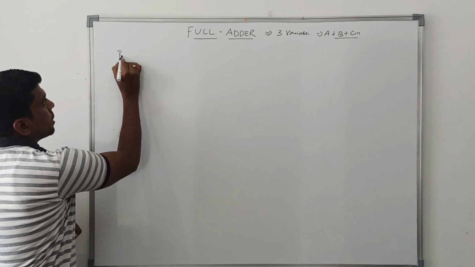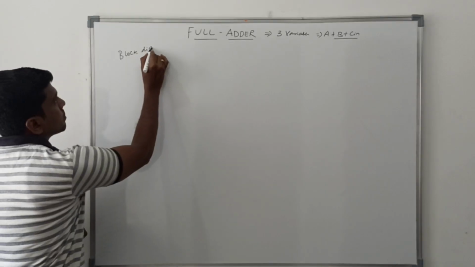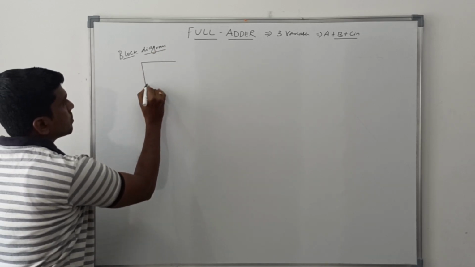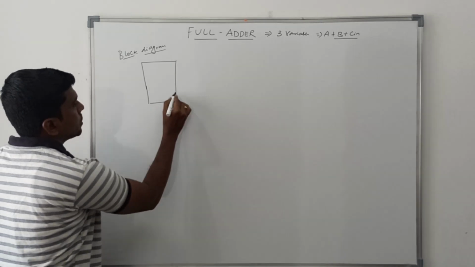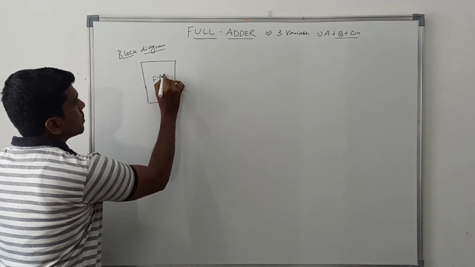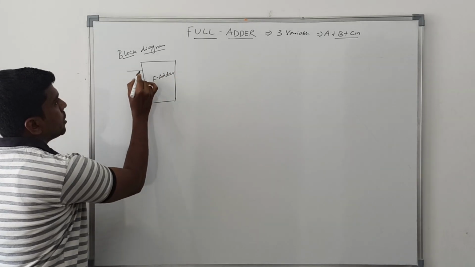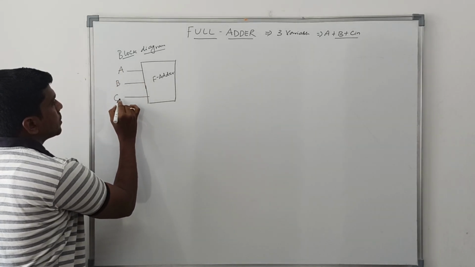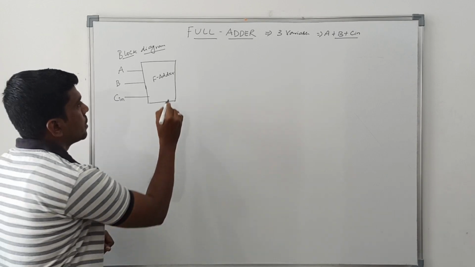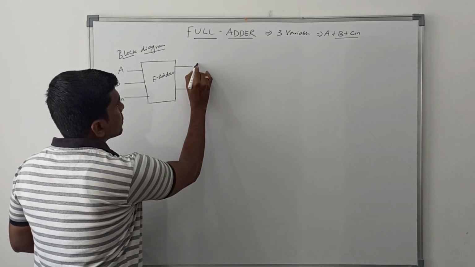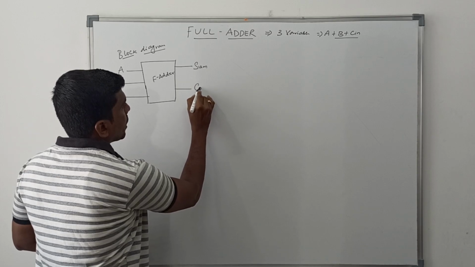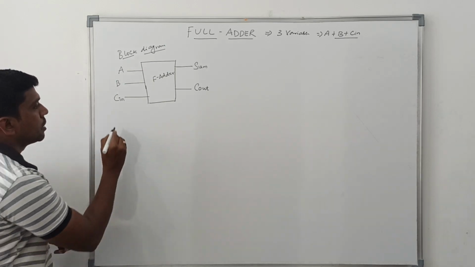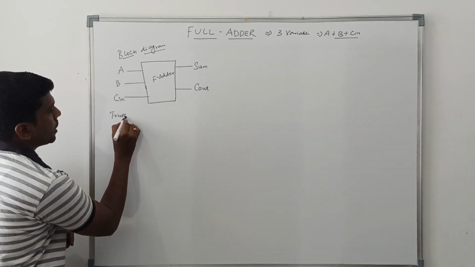First I draw the block diagram. It's a simple block diagram for the full adder circuit. It has three inputs, namely A, B, C in. It produces two outputs, sum and carry out. So C out represents carry out. So it's a simple block diagram. Now I write the truth table for this full adder.